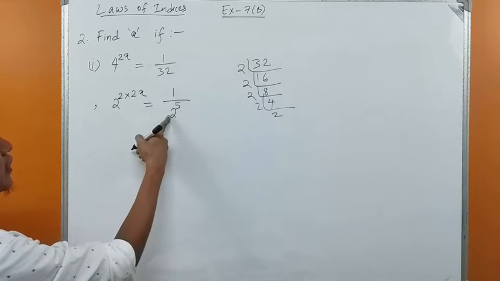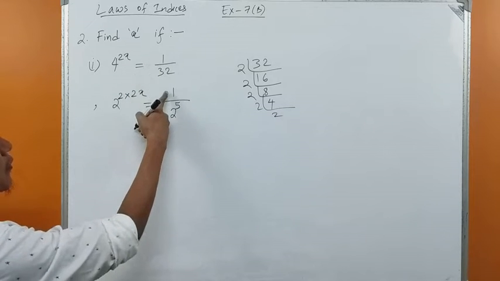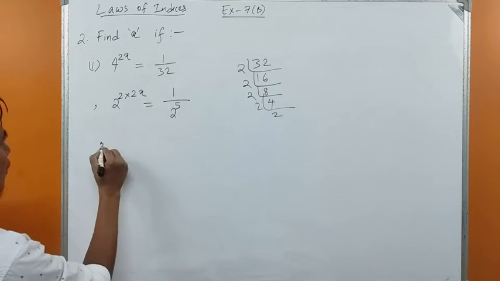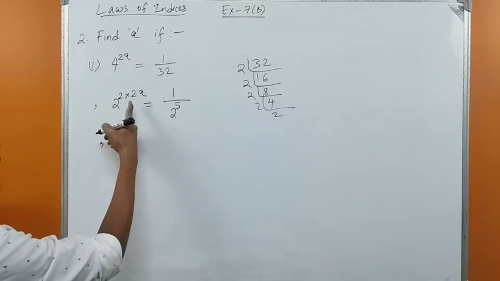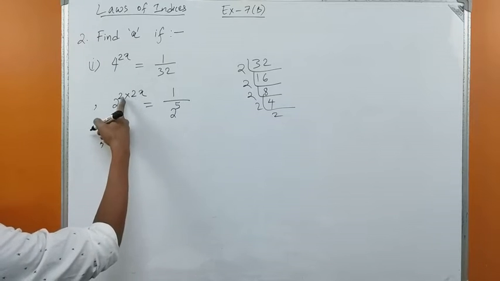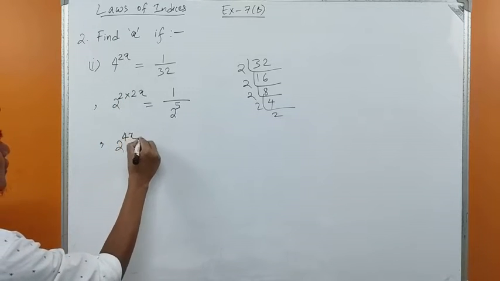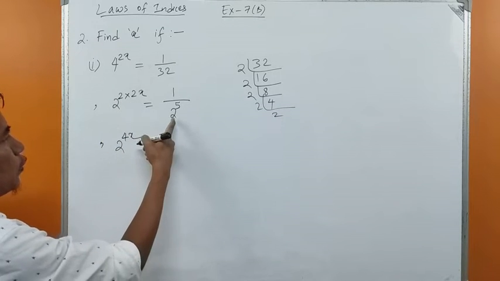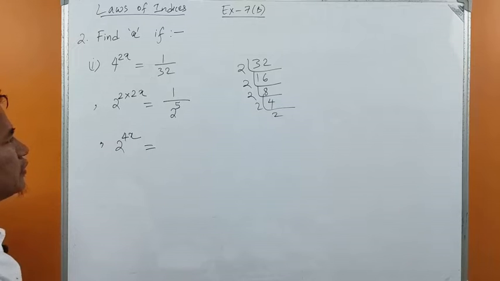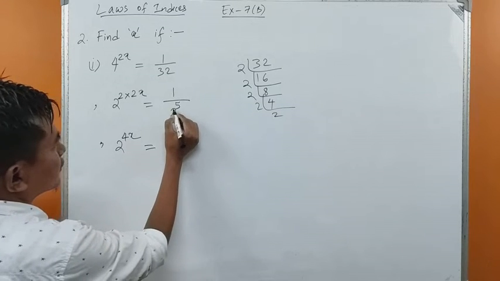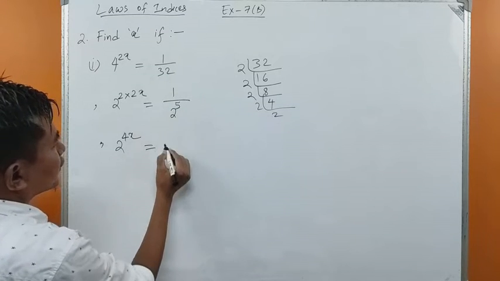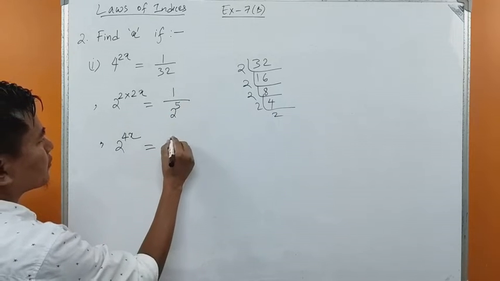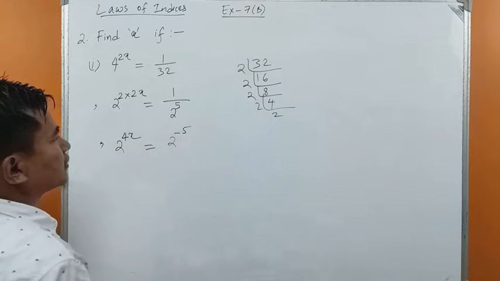1 upon 32 means 1 upon 2 to the power 5. Or in the left hand side we have 2 to the power 2 into 2x. This means 2 twos are 4x. Okay. 2 to the power 4x equals 1 upon 2 to the power 5. So the power of this 2 is plus 5 here. If we take this number to the numerator, the power becomes minus 5, isn't it?